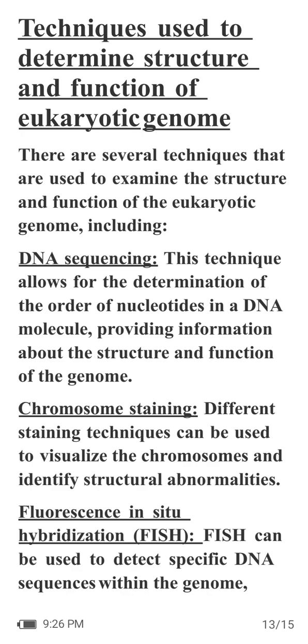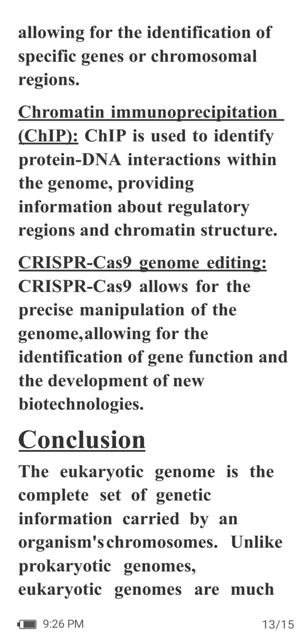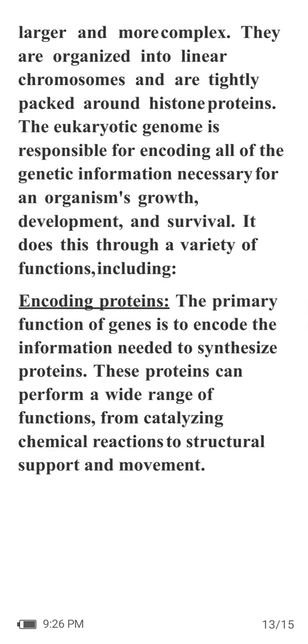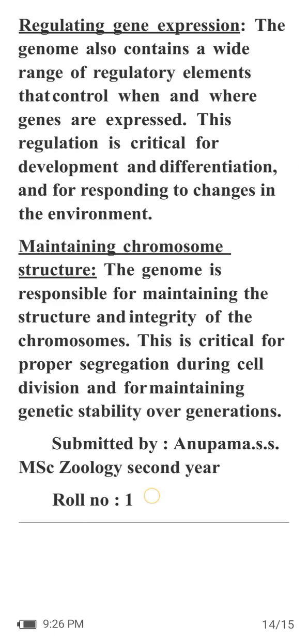Techniques used to determine structure and function of eukaryotic genome: DNA sequencing, chromosome staining, and fluorescence in situ hybridization, FISH. This technique can be used to detect specific DNA sequences within the genome. And along with that, chromatin immunoprecipitation, then CRISPR-Cas genome editing, etc. Major functions are encoding proteins, regulating gene expression, maintaining chromosome structure.